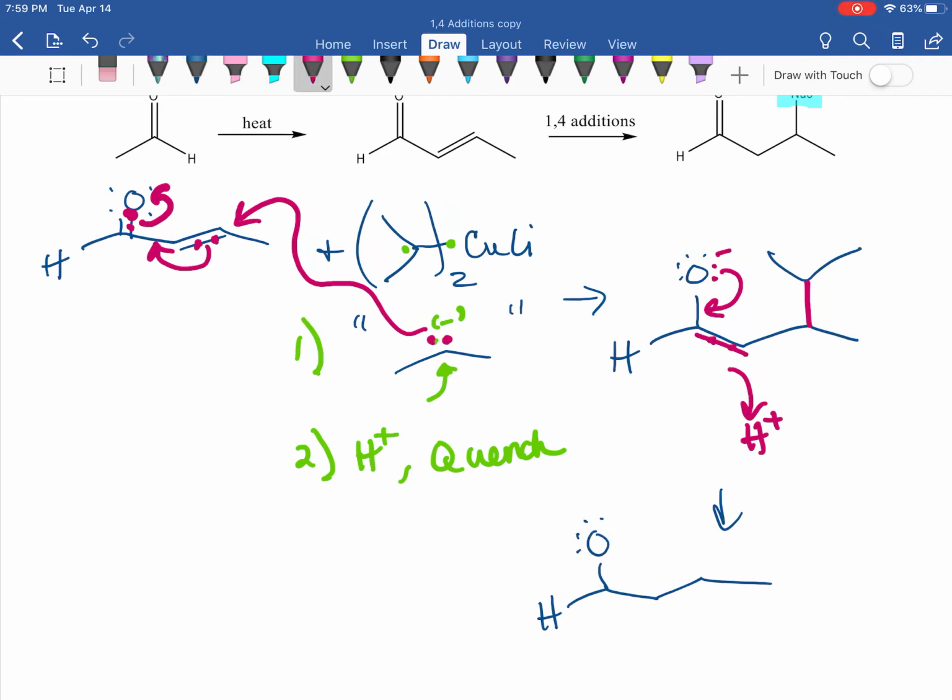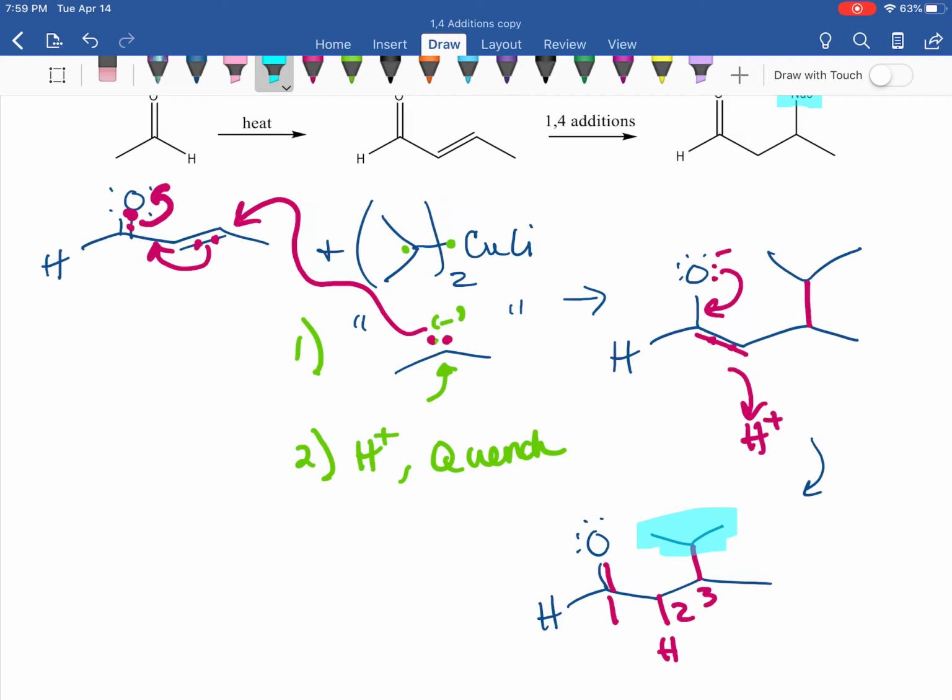So what does our final product look like? Well, we reform this double bond. We form a bond to hydrogen here, and then we just added whatever was on our Gilman reagent. Aha! So we just did a full substitution, 1, 2, 3. And we can literally add any kind of alkyl group here.